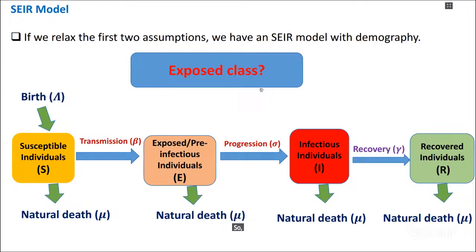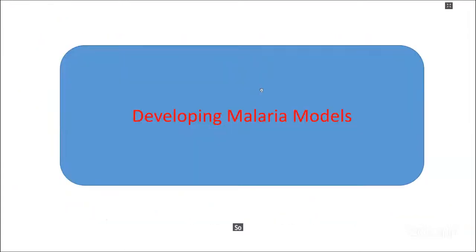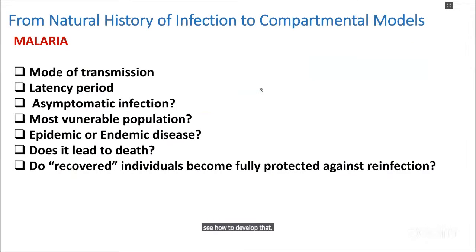So we have run through some of the basic concepts in maths, in compartmental models. So let's now develop malaria models. How do we develop simple malaria models? We have seen malaria models, so let's see how to develop that. Now, before you develop any model, you must understand the biology of that system. We want to model any system.